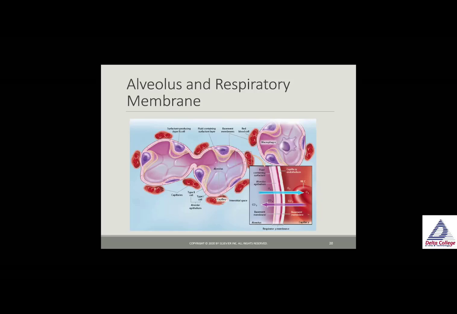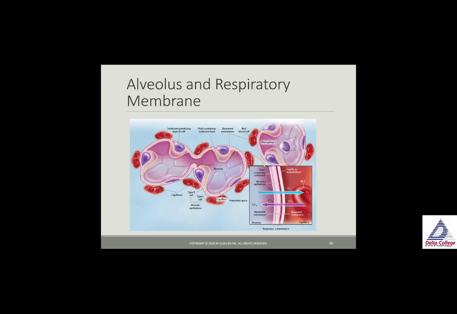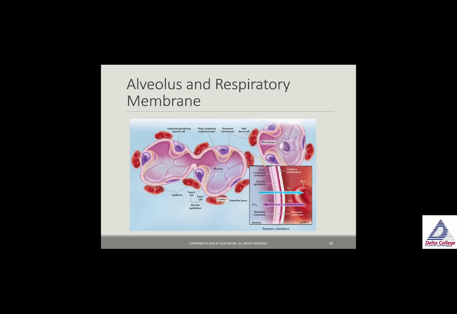And I want to point out one thing in this image, and that is on the top left, surfactant producing cells. Surfactant is a liquid. If you do not have surfactant, your lungs cannot stay open. So surfactant is required to keep these alveoli open, right? And if the alveoli aren't open, if they're closed, they can't exchange gas. So surfactant is required to keep the alveoli open.